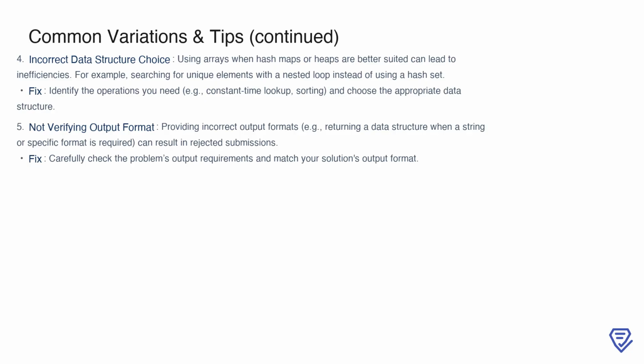Another issue arises when the output format is incorrect. Even if your logic is perfect, submitting a solution with the wrong format, like returning a data structure instead of a string, can lead to rejection. Always double-check the problem's output requirements and match your solution to those specifications. A small oversight in verifying the format can undo all your hard work, so this step is critical.